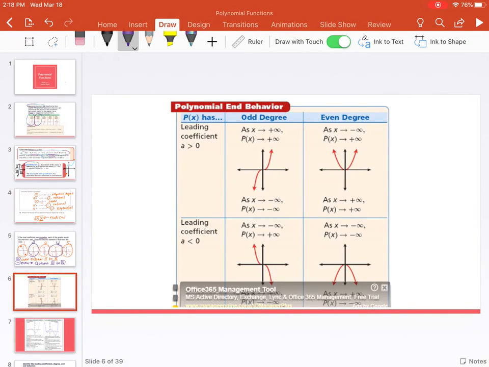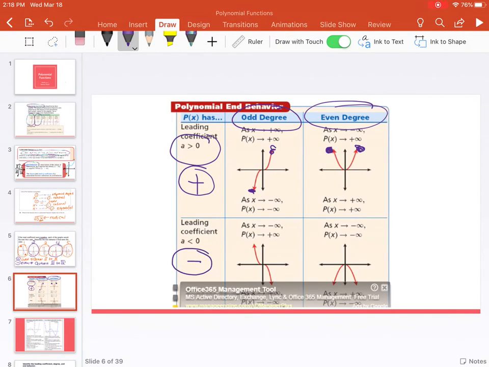So when you have a positive leading coefficient and an odd degree, your end behavior is going to look something like this. Whether it's linear, cubic, or a degree of 5, you're going to have an end behavior from quadrant 3 to quadrant 1. When you have a positive leading coefficient and an even degree, whether it's a quadratic graph or a degree of 4, you are going to have a polynomial function that opens up. So it's going to have an end behavior from quadrant 2 to quadrant 1.